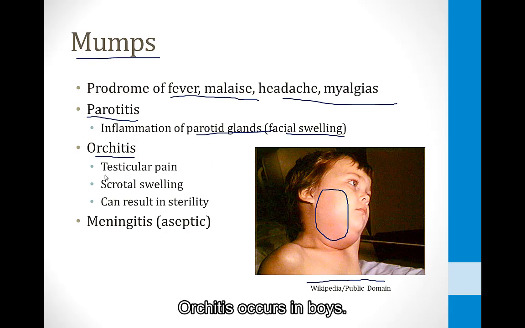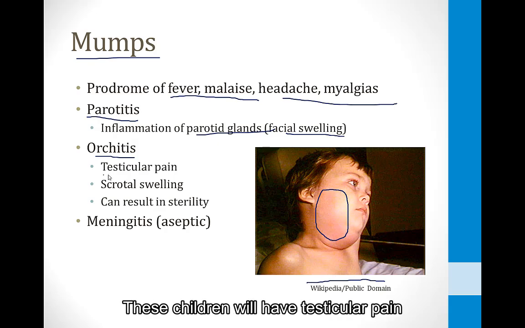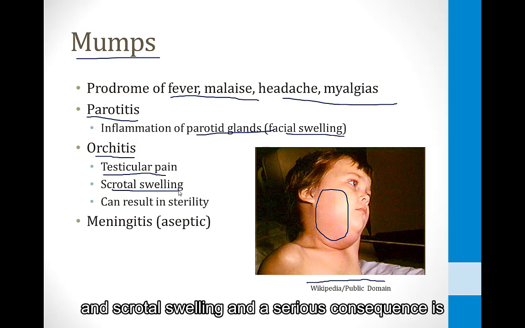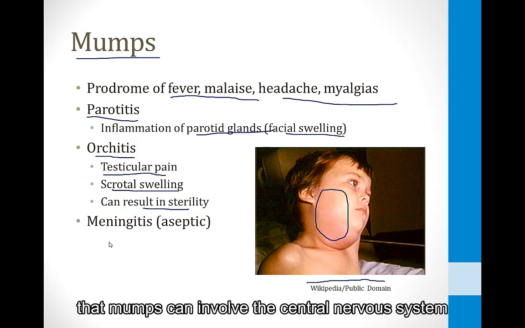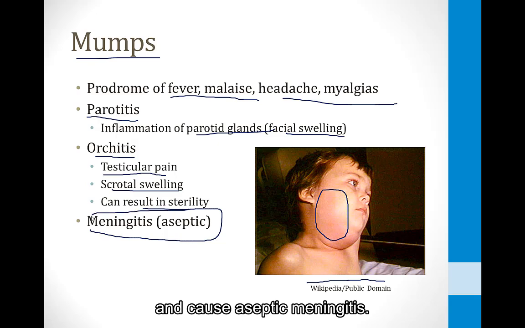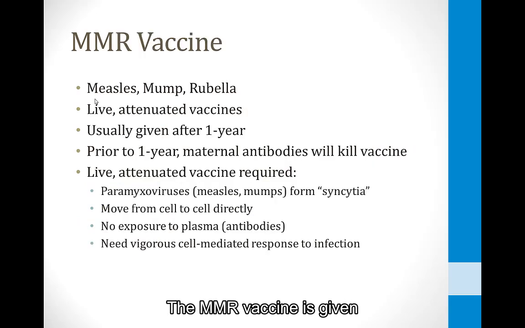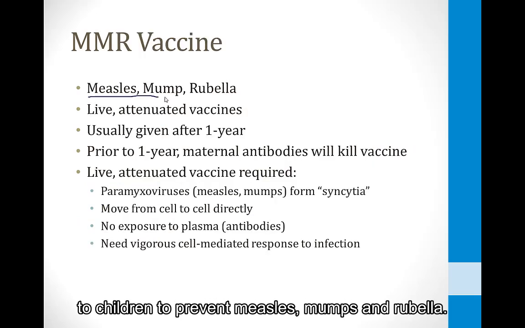Orchitis occurs in boys. It's swelling of the testes. These children will have testicular pain and scrotal swelling, and a serious consequence is that they can be left sterile after mumps resolves. And then you should also know that mumps can involve the central nervous system and cause aseptic meningitis. The MMR vaccine is given to children to prevent measles, mumps, and rubella.